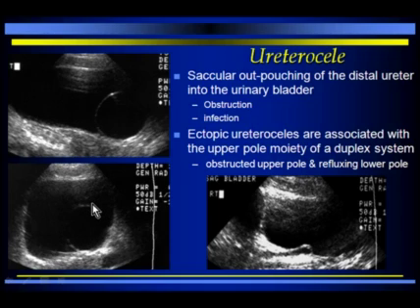These result in obstruction of ureters. They can result in stasis of urine, which results in infection. Now, ectopic ureteroceles, that is a ureter associated with the ureterocele that does not insert into the normal UVJ, but inserts into an ectopic location, that's often associated with the upper pole of a duplicated collecting system. And in fact, what often happens is that the upper pole of that kidney is obstructed, related to the ureterocele, and the lower pole refluxes because there's some abnormality of the UVJ in the lower pole. This is another case of a ureter coming into the bladder, and you see here a smaller ureterocele associated with this ureter.